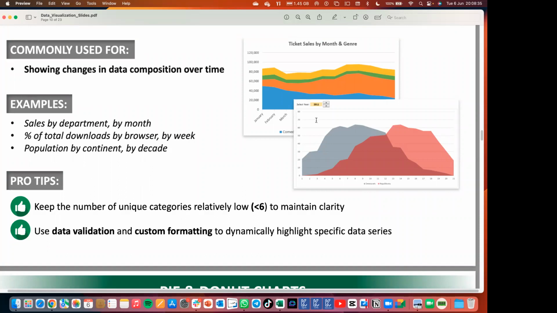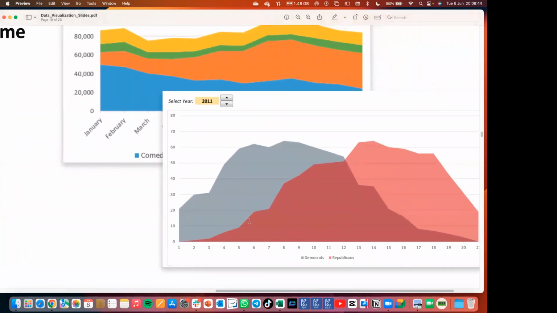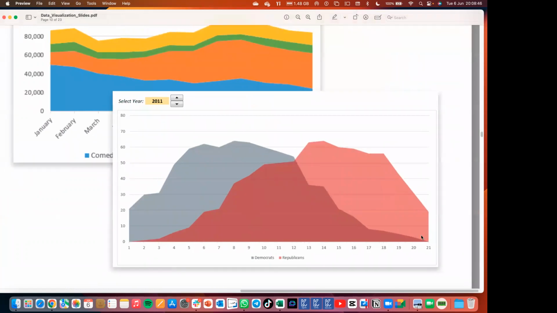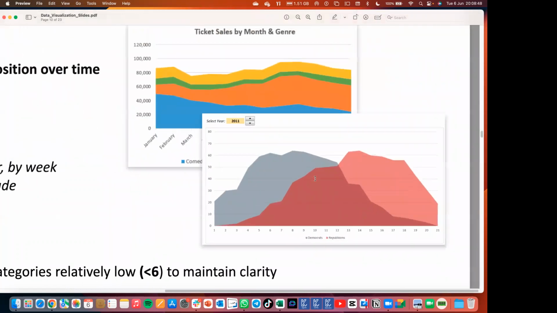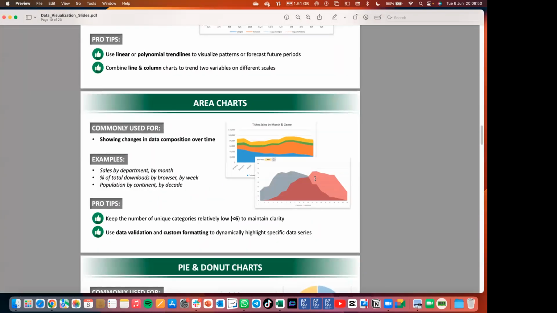So what they are saying here is there is a data validation that is being used here, such that you can scroll from one year to the other, such that we don't clutter the whole of this and have all the years here. So I think that is well clear enough. So those are area charts.